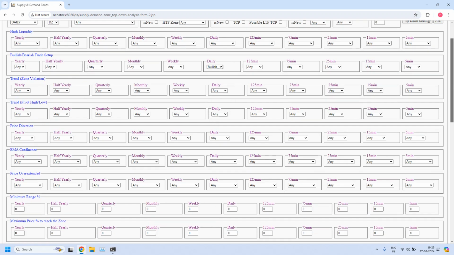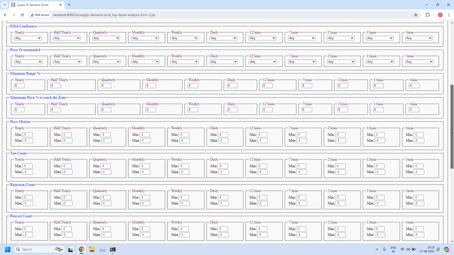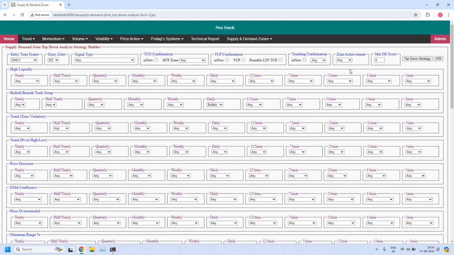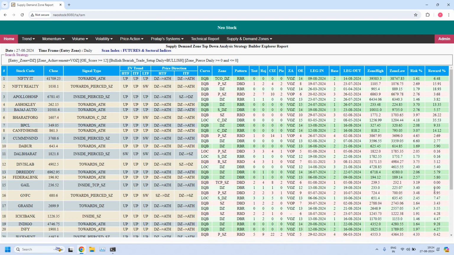The daily demand zone should not be pierced. That's why in the pierced count in daily time frame I am setting the values 0, maximum value 0. That means zone is not pierced. Zone achievement is violated opposing zone. Minimum odd enhancer score is 12. All the three filters are applied to daily demand zone. Now let's filter the stocks.